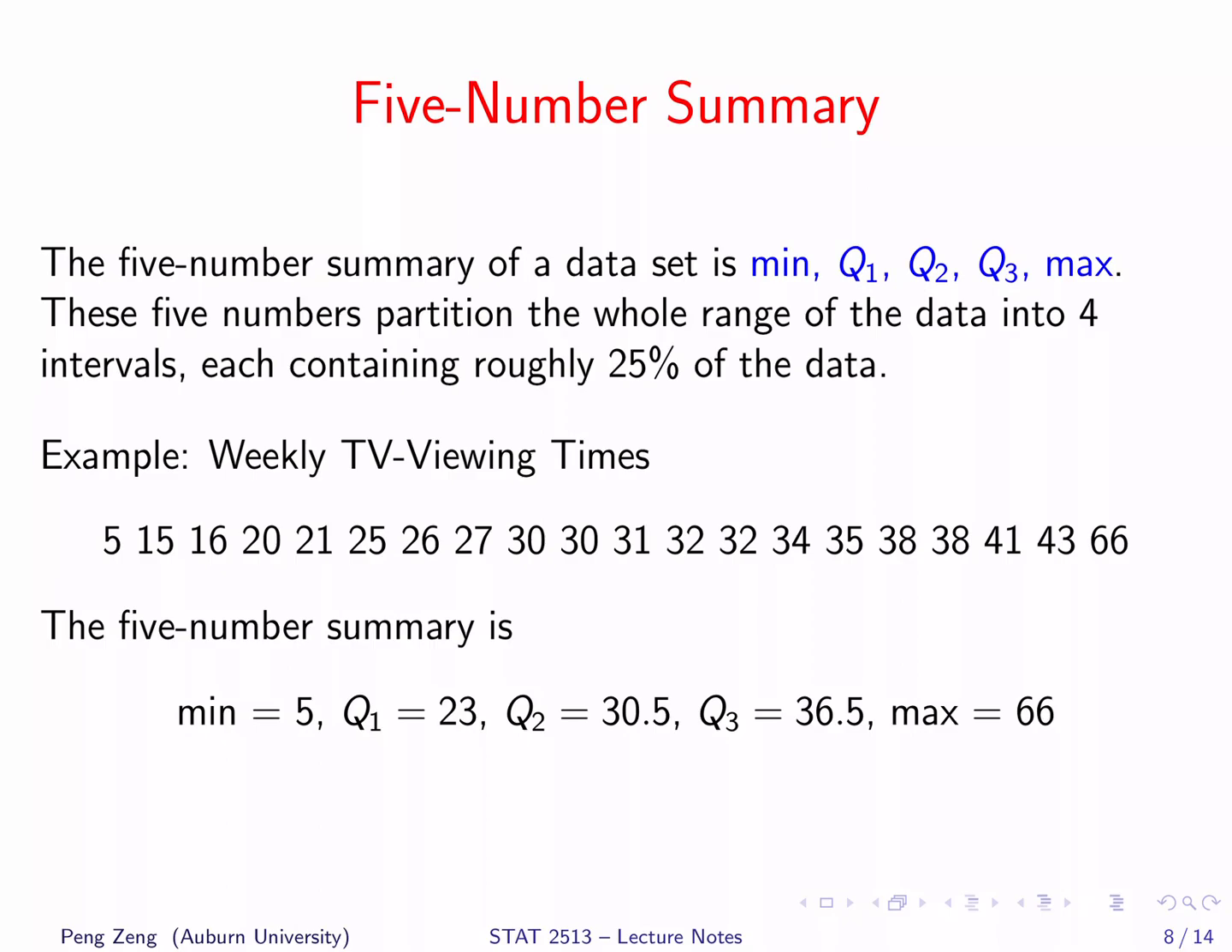The 5-number summary of a dataset is minimum, Q1, Q2, Q3, and maximum. These 5 numbers partition the whole range into 4 intervals, each containing roughly 25% of the data. In the example of TV viewing times, we know that the minimum is 5, Q1 is 23, Q2 is 30.5, Q3 is 36.5, and the maximum is 66.